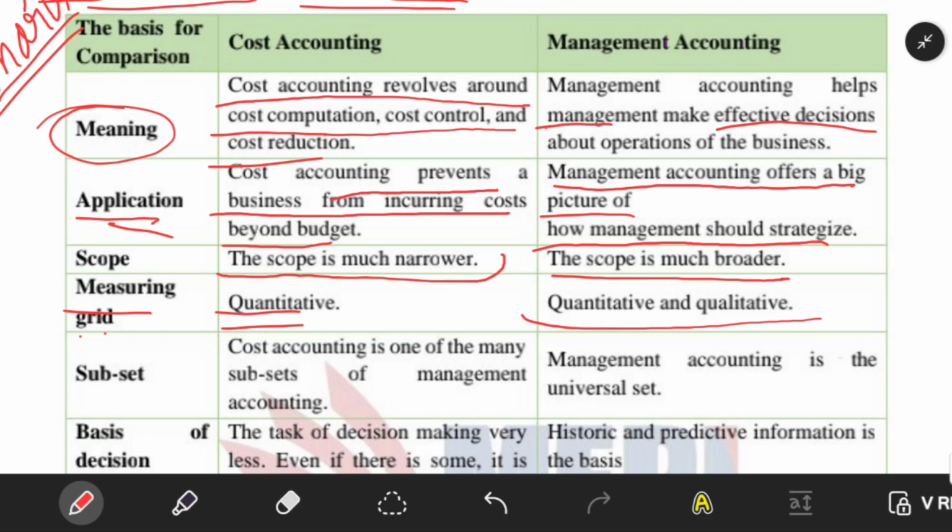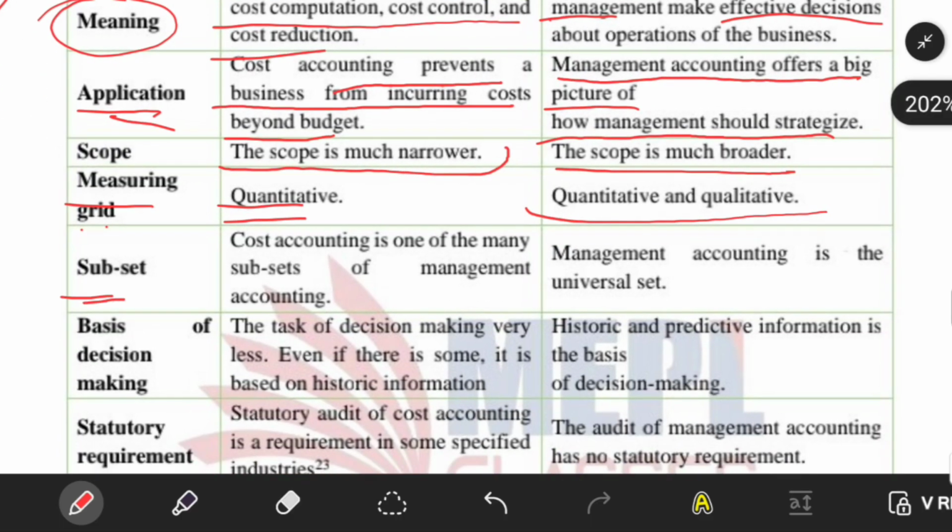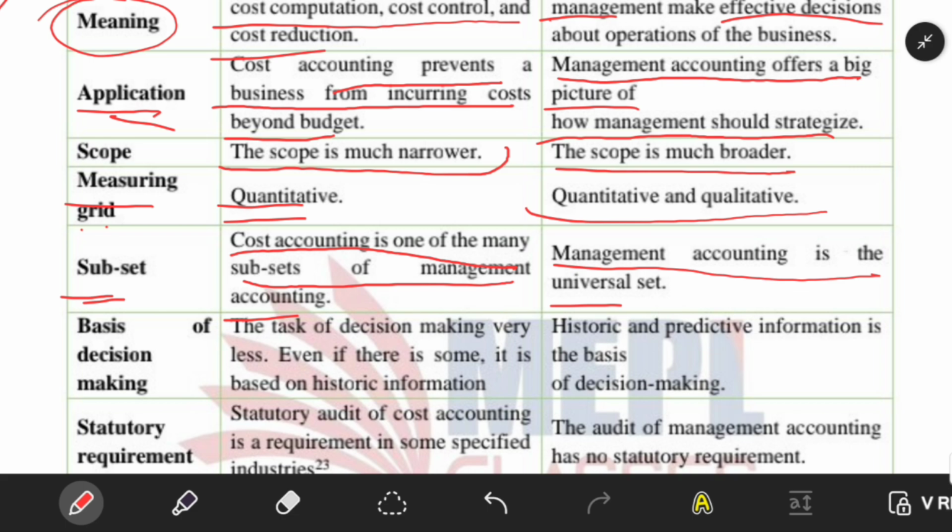Now, next is subset. Cost accounting is one of the many subsets of management accounting. That is, cost accounting is a part of management accounting. That means it is one of the tools or sub-branches used in management accounting. Whereas management accounting is the universal set. Management accounting is like a complete system that includes cost accounting, financial accounting, budgeting, forecasting, etc.